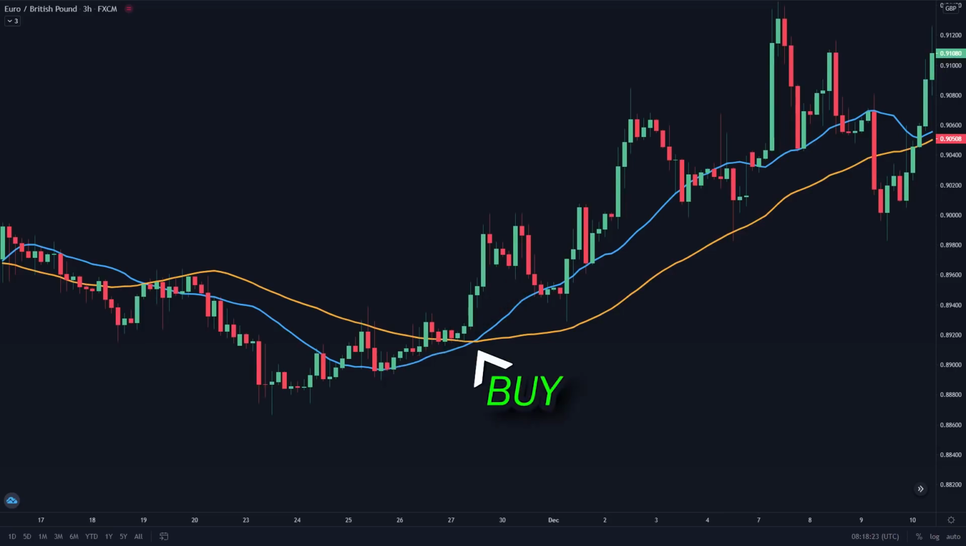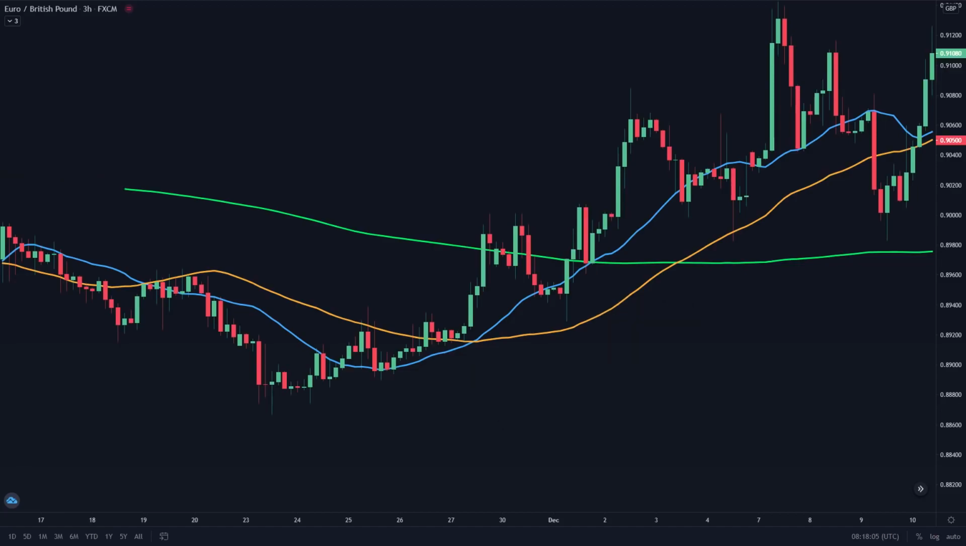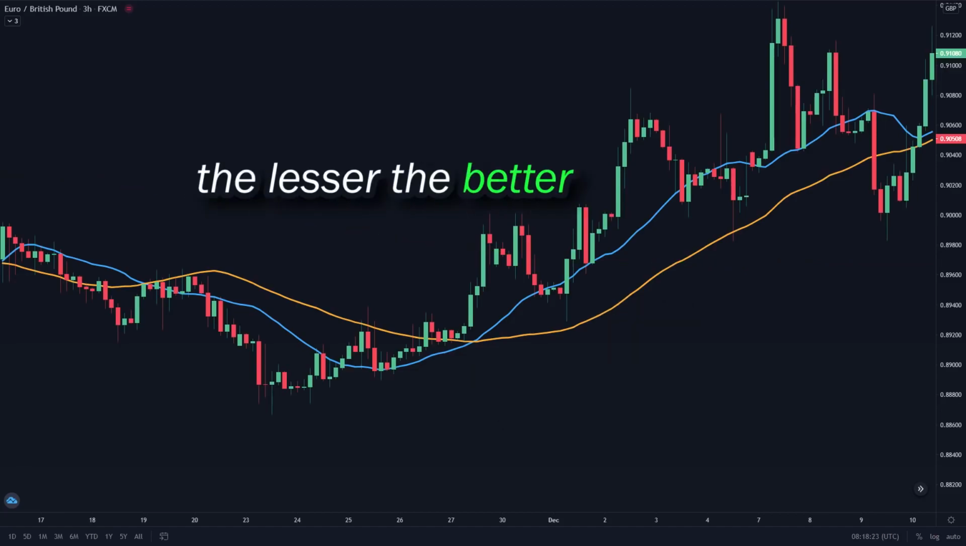But if you added another moving average, let's say the 200 period, then you would instead enter here, which is a much later entry compared to if you only used two moving averages. So the lesser, the better.